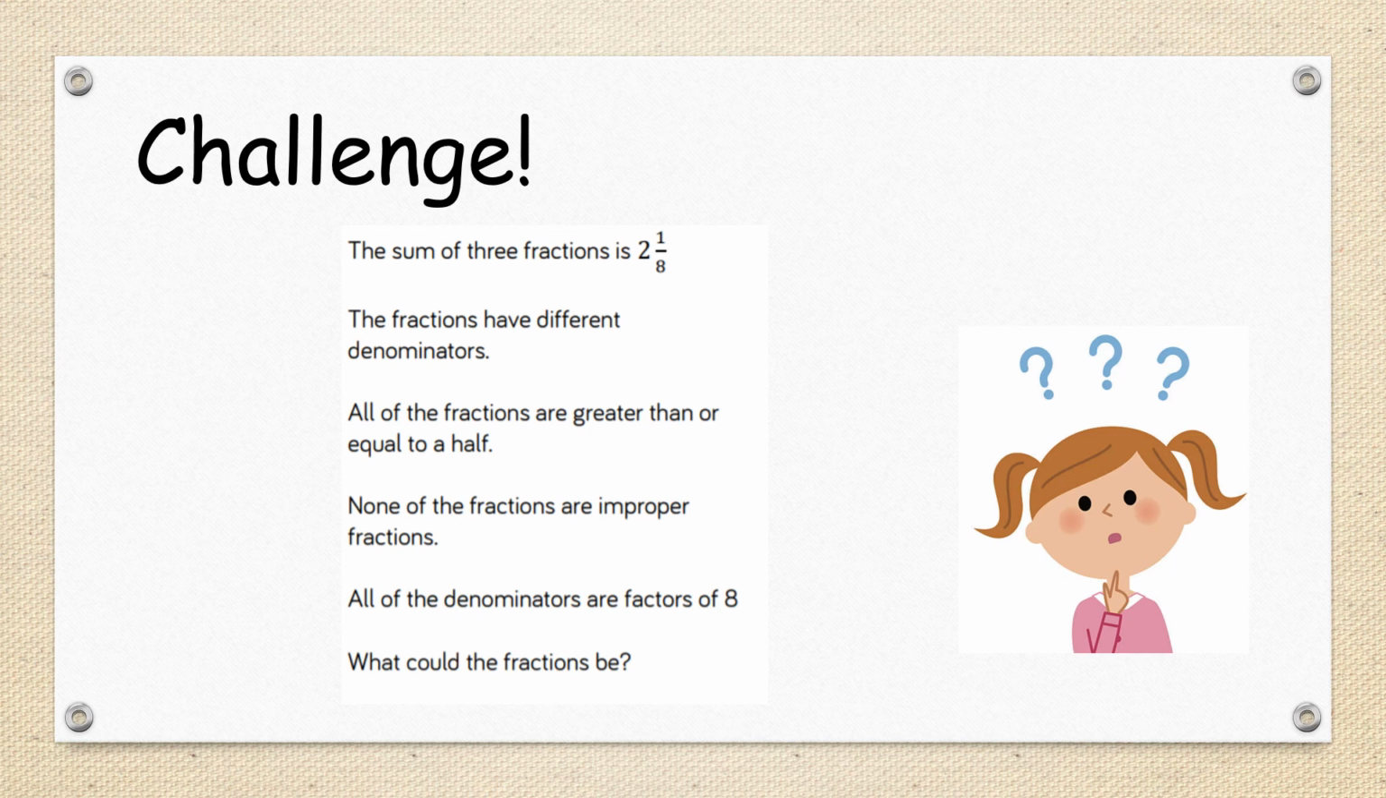The sum of 3 fractions is 2 and 1/8. The fractions have different denominators. All of the fractions are greater than or equal to a half. None of the fractions are improper fractions. All of the denominators are factors of 8. What could the fractions be?